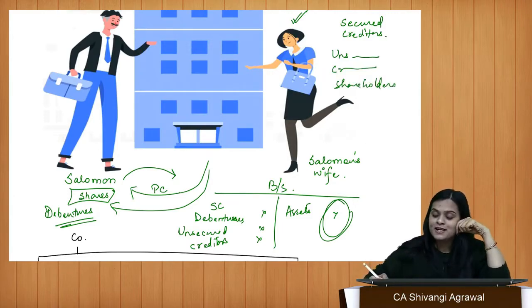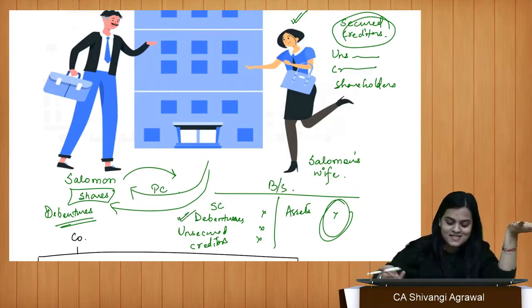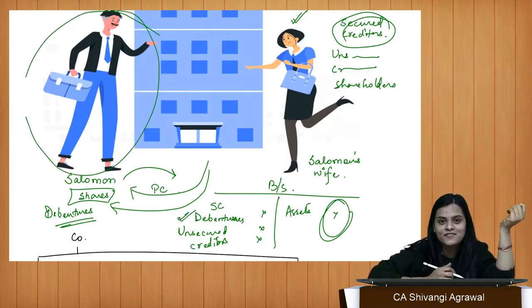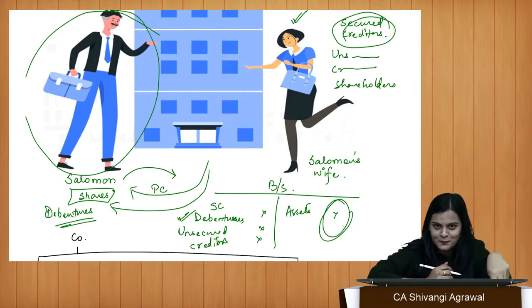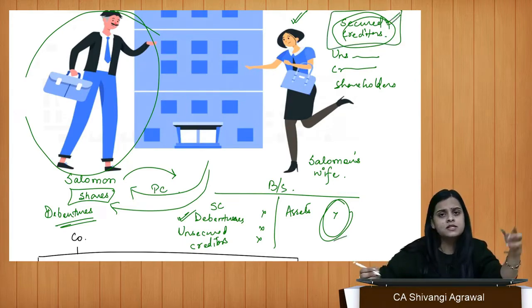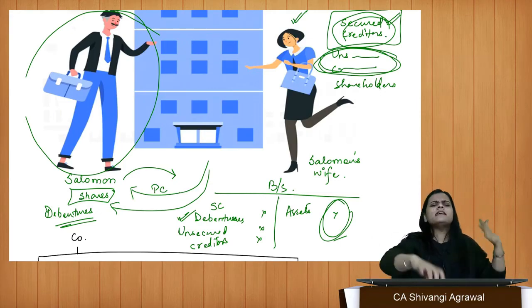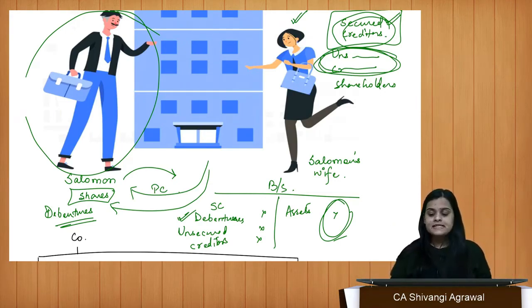Clear? So, who are the secured creditors? The debenture holders. Who is the debenture holder? Salomon himself. It is Salomon's company. He himself is the debenture holder. So, when the assets were sold, he took away a lot of money, because he was the debenture holder, and there was less left for the unsecured creditors. So they got very angry. They said that it is Salomon's company only. He should not get the money first. We should get the money first.